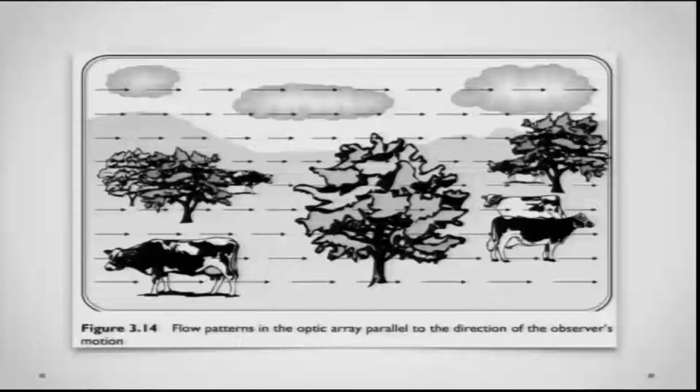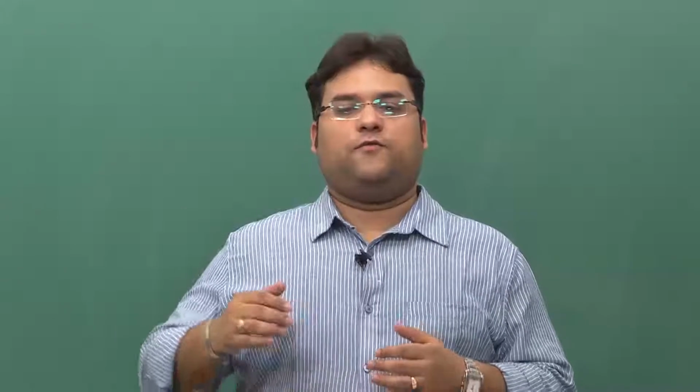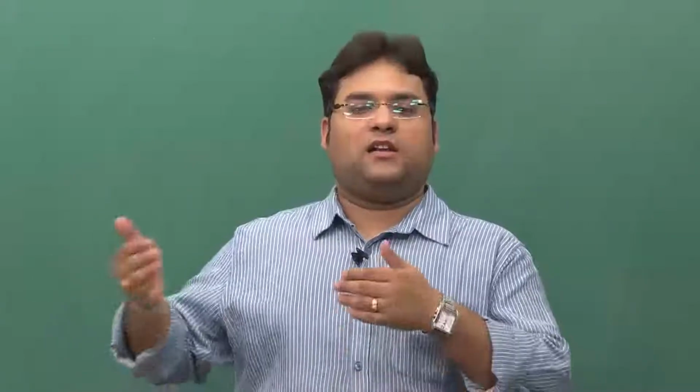You can see this figure here. If you're passing by and looking to your left, you see that this flow is from the left to the right as you look at the field. You'll probably find that the fourth cow, which is furthest, will appear not to be moving, irrespective of whether it's moving or not, and the cow which is closest to the observer appears to be moving much faster.